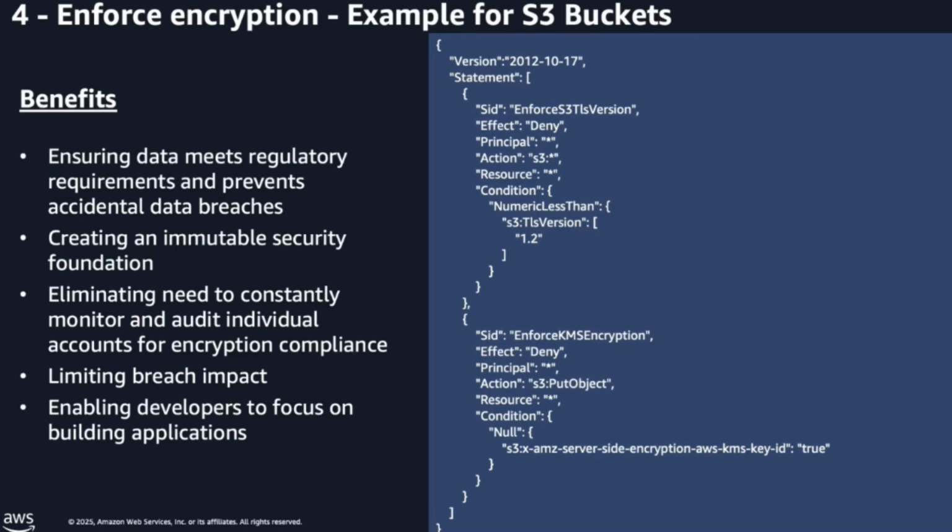HCLS customers must encrypt data at rest. A way to do this is to use resource control policies to enforce encryption, like in this example for S3 buckets. This is useful for ensuring data meets regulatory requirements or creating an immutable security foundation. It also helps eliminate manual tasks for security teams, limiting the impact of a breach and allowing developers more time to focus on building applications.